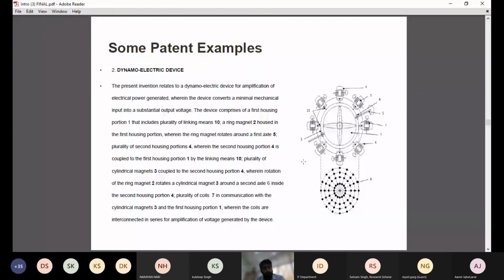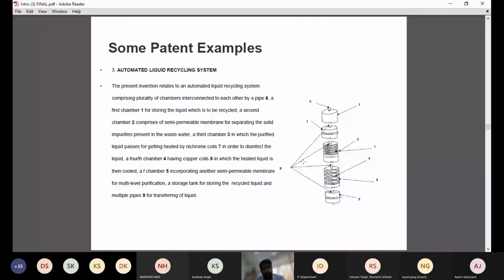Another example we have is an automated liquid recycling system. This example also has a story behind it. During the lockdown period, some of the students were stuck in their villages, and they found it very difficult to have clean drinking water, right? So one student invented this technology that can be installed in any kind of pipeline, either small or big, so that we can have pure, clean and safe drinking water, right? And it is very cheap also, around, I think, 250 rupees per device for small pipes and 500 for large pipes.